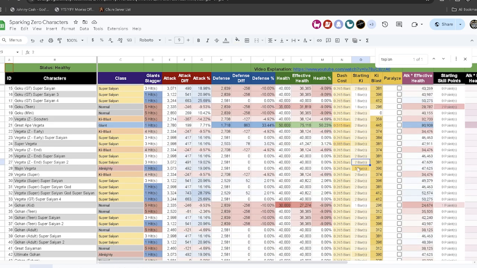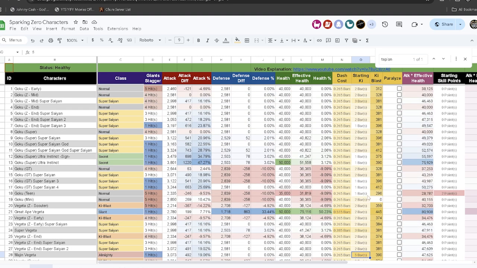Starting Ki, this is how many bars of Ki you start the game with. Like this character, Majin Vegeta, starts with 5 bars of Ki. I had no idea about that because a lot of my editing team does this stuff and we copy and paste it over. So I don't know all the data, but anyways, this is how much damage one Ki Blast does to a base form Goku from Dragon Ball Super. So that's what that is.